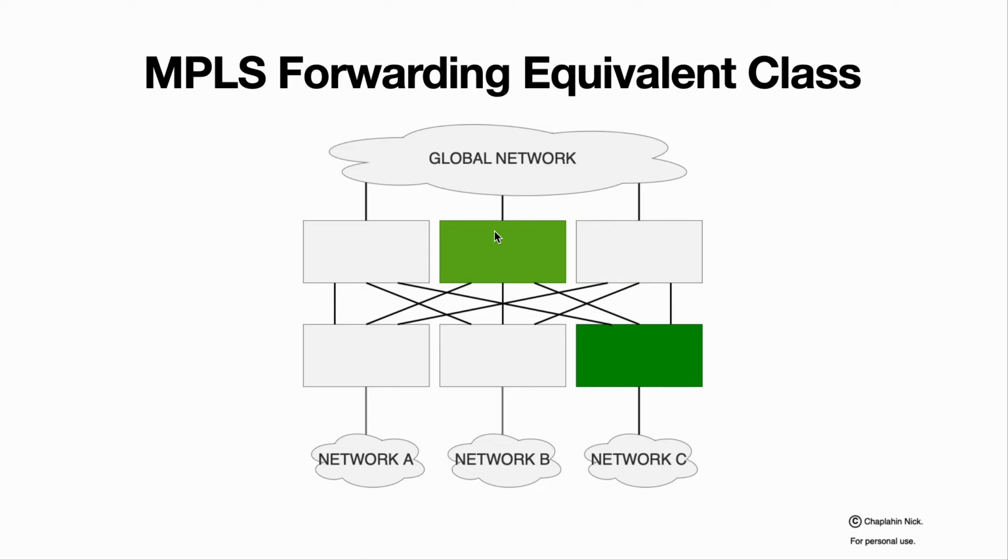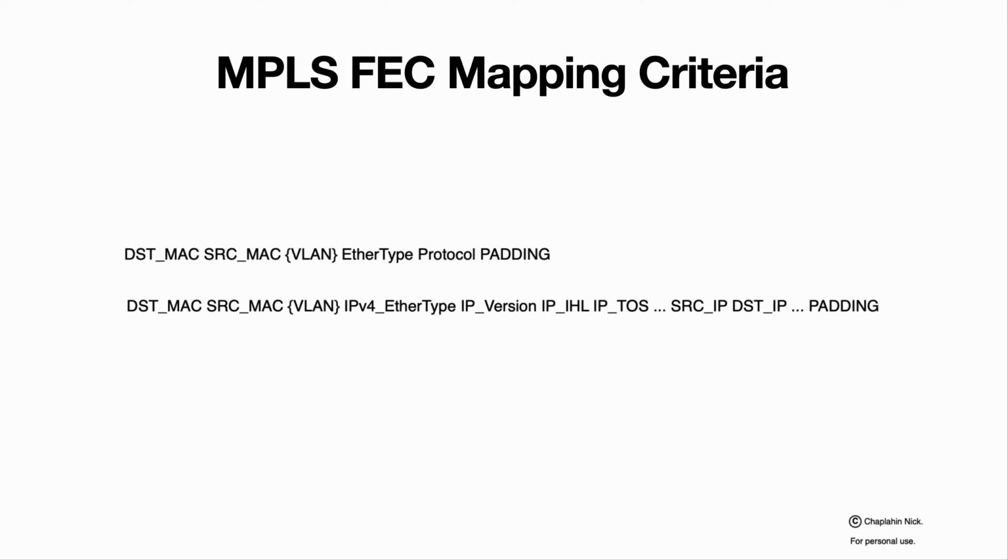So also we can define forwarding equivalent class based not only on destination interface but also on ingress interface, on source interface, where we receive this traffic. More than that, we can use meaning or value of each field in our frame to define FEC mapping criteria on our device.